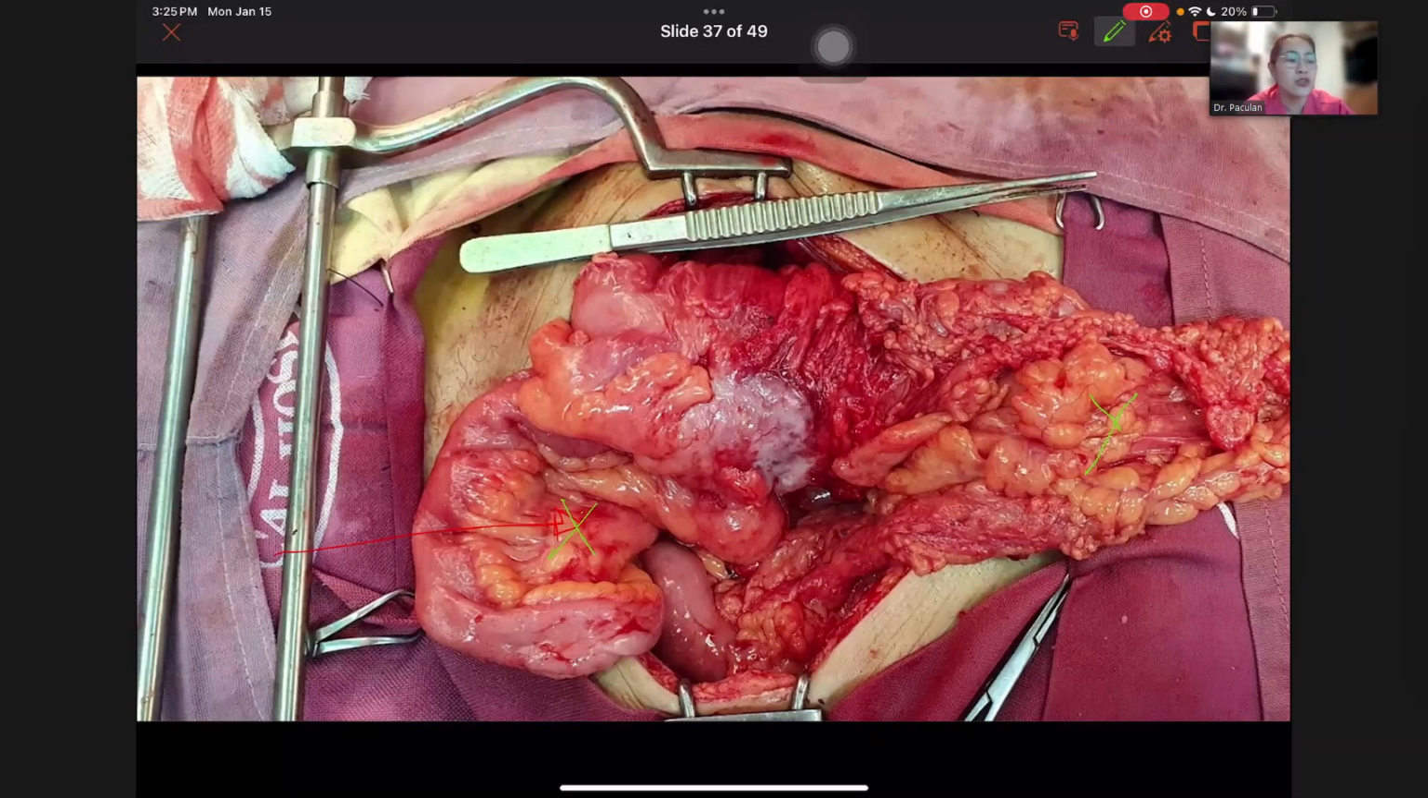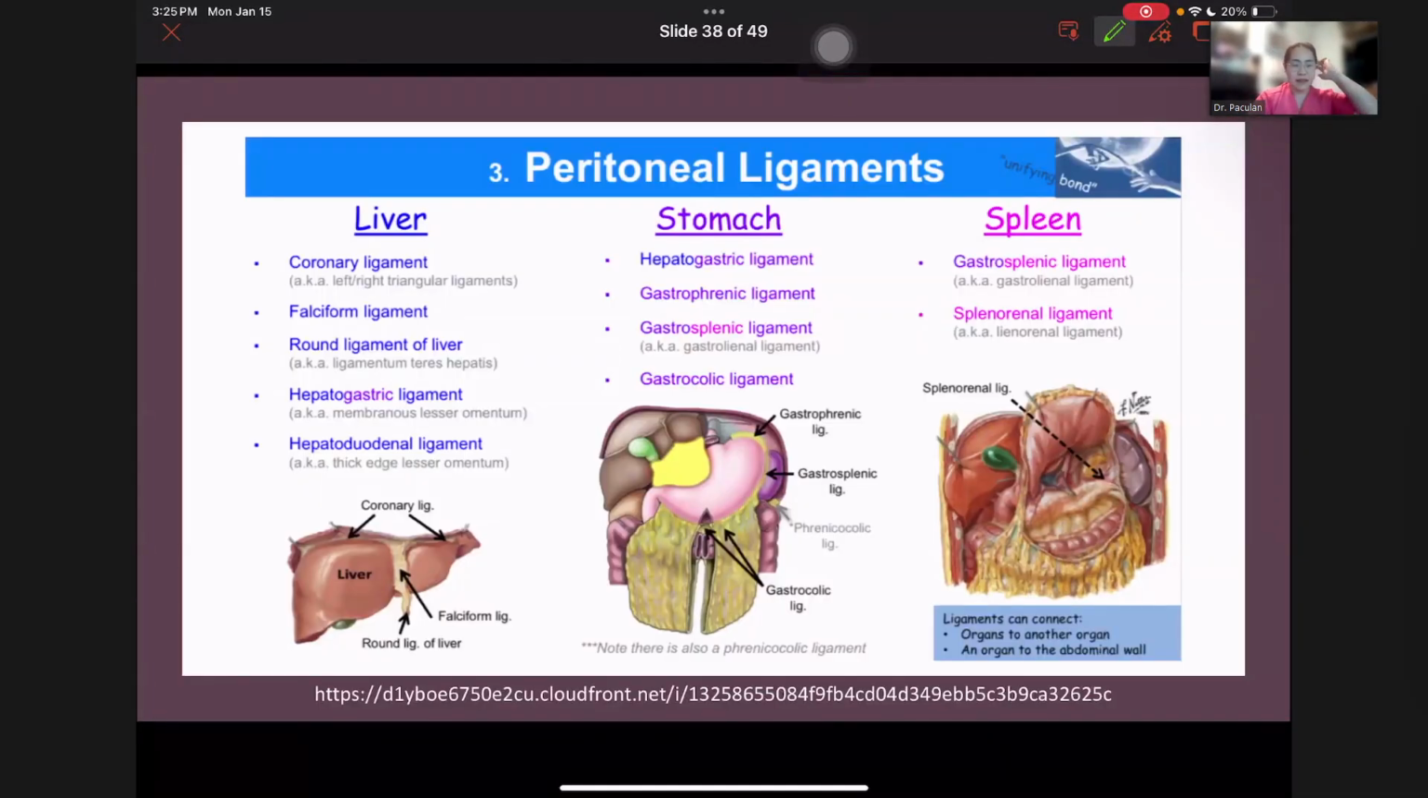Okay, now let's go to the peritoneal ligaments. There are still quite a few slides, but just a few left. These are your peritoneal ligaments. So just make a screenshot of that. It's a summary, not from the textbook, but it's the source. The peritoneal ligament consists of a double layer of peritoneum that connects an organ with another organ or to the abdominal wall.